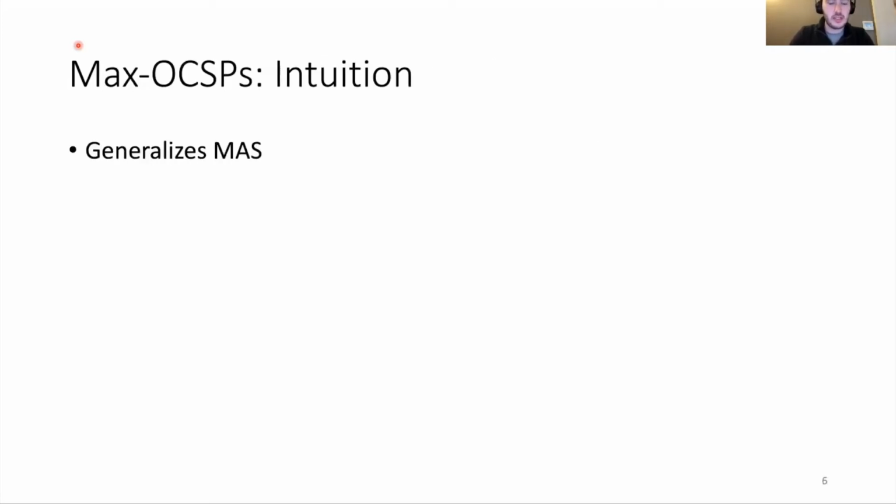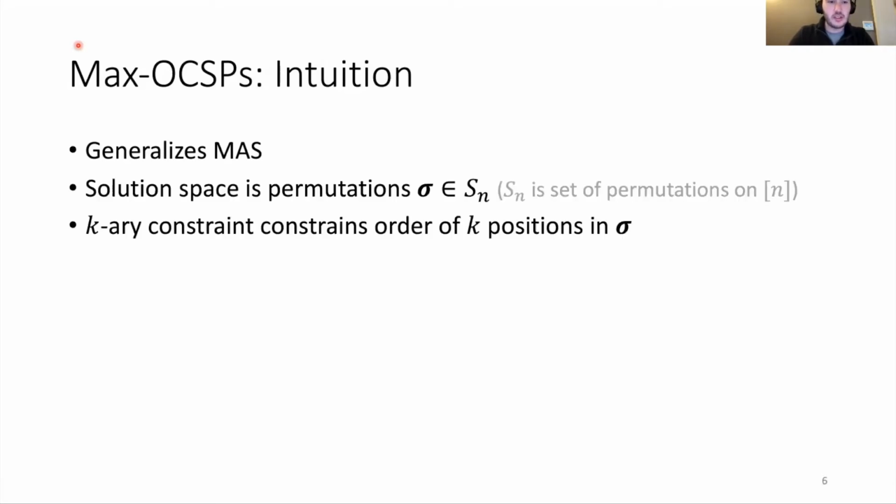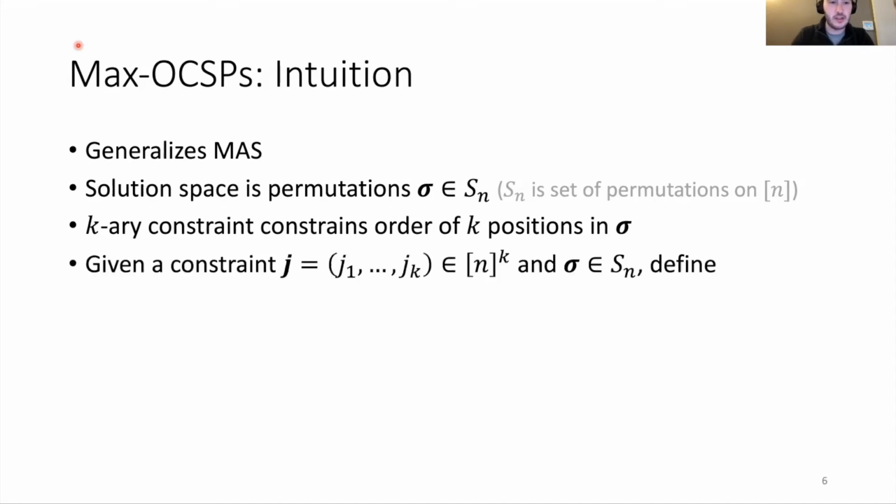So max OCSPs are a class of problems which generalize the MAS problem. The solution space for all of these problems is still simply the set of all permutations on the first n natural numbers. However, now we can have k-ary constraints which say something about the order of k distinct positions in a potential solution sigma. So given a constraint j, which will be a list of k indices, and a potential solution sigma, which is a permutation of the first n natural numbers, we define sigma restricted to the indices j simply by sigma of j_1 through sigma of j_k.